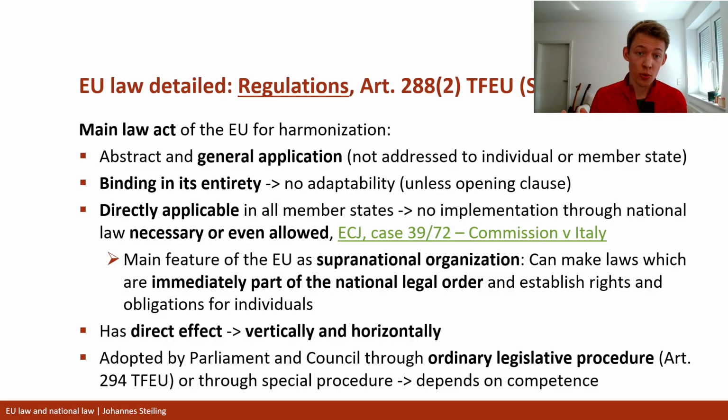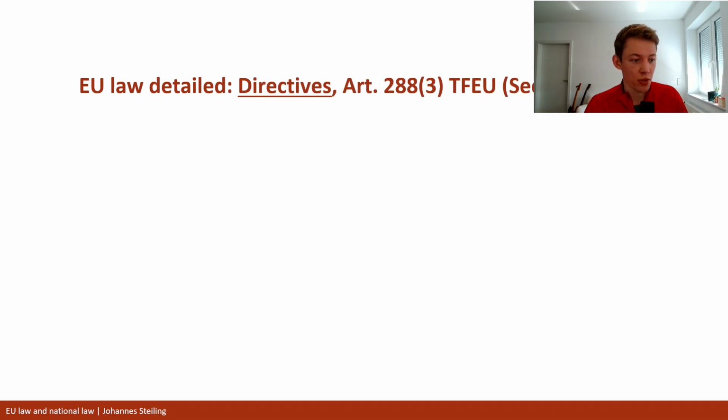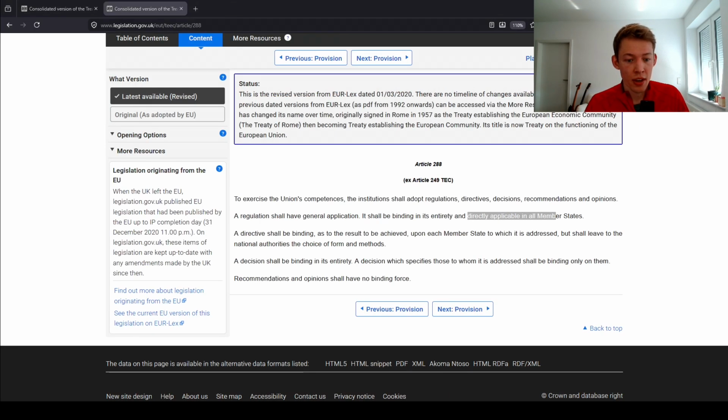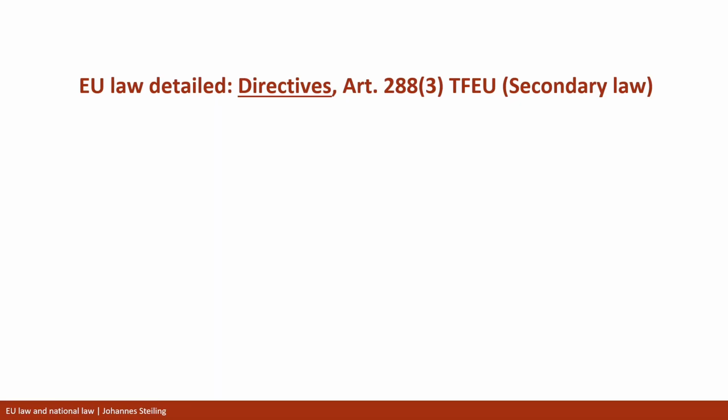The next thing we'll look at is directives. Directives are regulated in Article 288 paragraph 3, which we'll look at for a second here. It says: a directive shall be binding as to the result to be achieved upon each member state to which it is addressed, but shall leave to the national authorities the choice of form and methods. Right? So we'll look at what that means for the directive.